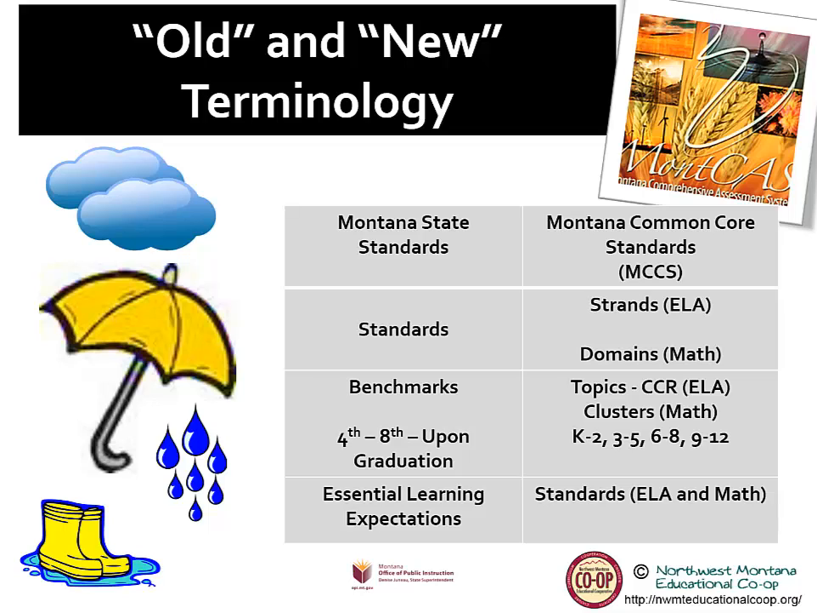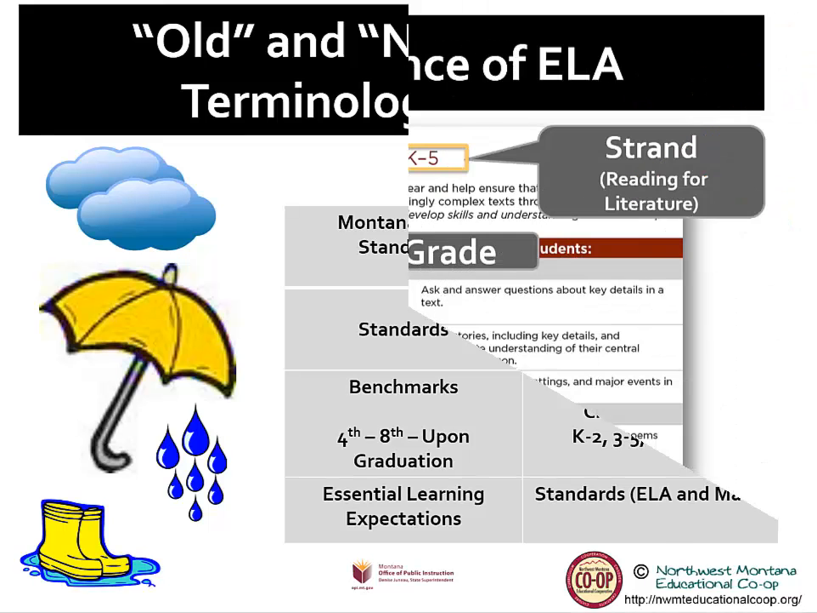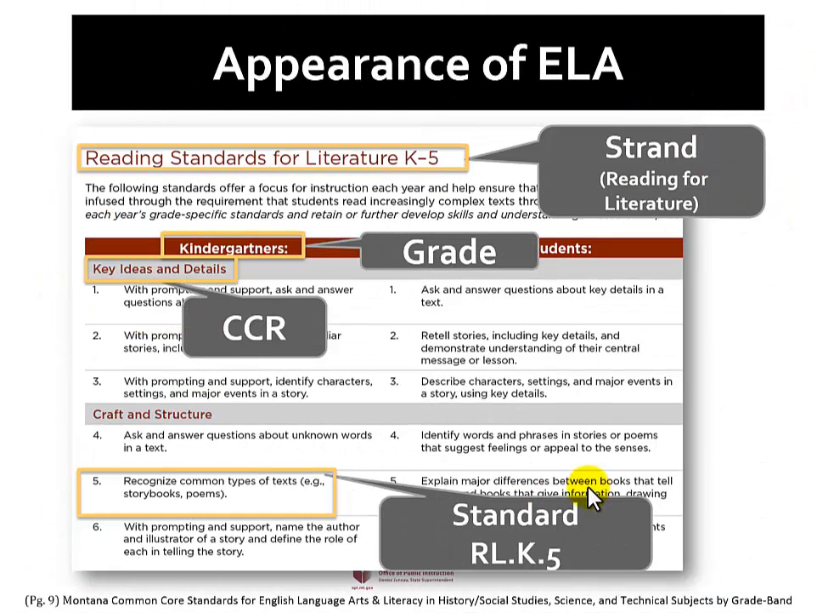Here's a quick glance of our prior terminologies, so those old Montana standard definitions versus our 2011 adopted Common Core standards. Here is a broad overview of the appearance of the English Language Arts Common Core State Standards. Our Montana document actually looks a little bit different than this, but for tutorial purposes, we're just going to use this screen capture to illustrate where strands occur, where grade occurs, where the College and Career Ready standard occurs, and then specifically what standard is being addressed.